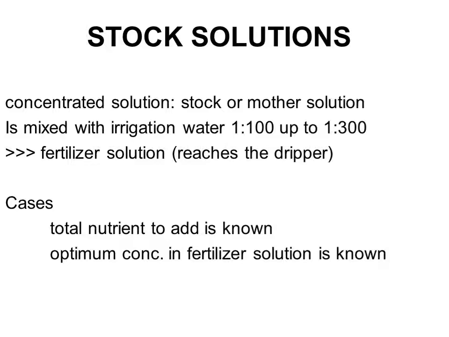To calculate the stock solution, we can start from two different situations. One is that the total nutrient to add is known, or the other possibility is that the optimum concentration in the fertilizer solution is known. In other words, the second case is when we know the recipe. We know that we need to have the concentration of nitrogen like that, the phosphorus like that, and so on.